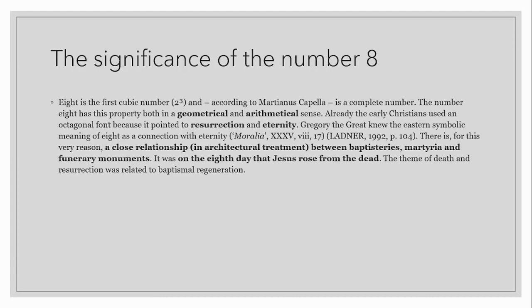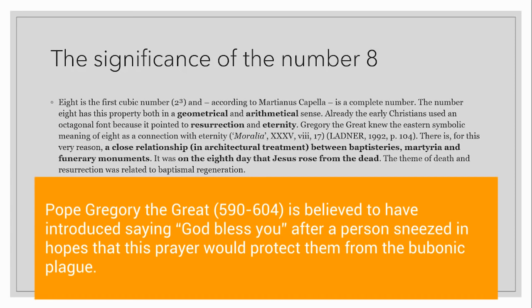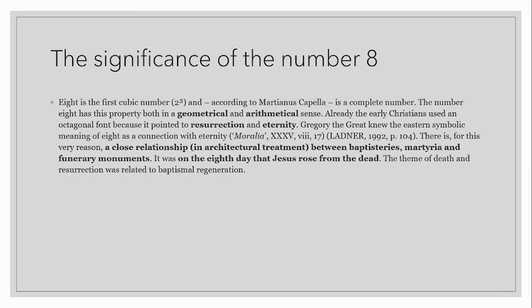There is, for this very reason, a close relationship in architectural treatment between the baptistries, martyria, which is related to martyrs, and funerary monuments. It was on the 8th day that Jesus rose from the dead. The theme of death and resurrection was related to baptismal regeneration. And I do want to point out that Gregory the Great was Pope in the early part of the 7th century. So this kind of reinforces the idea that the octagonal shape was very much in the mind of Christians at that time. So the 3 things I want to emphasize is the connection with baptism, martyrs, and as a funeral monument.